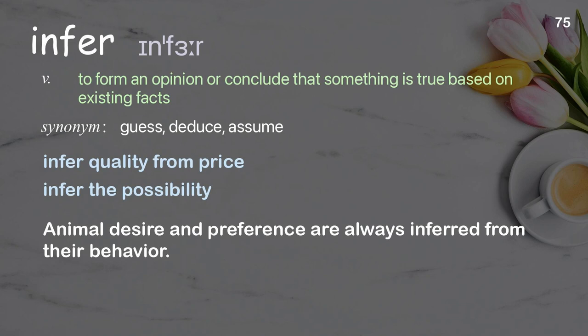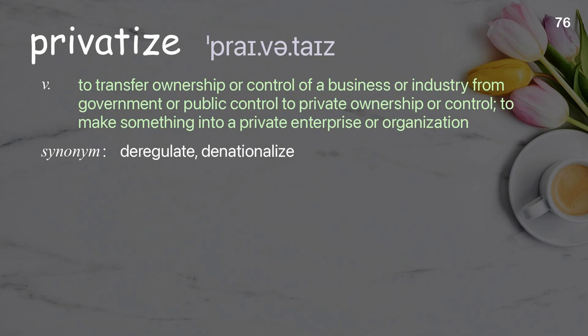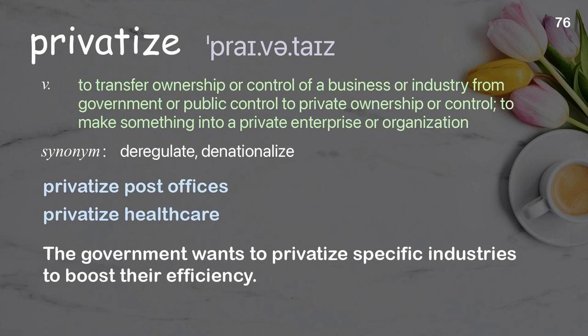Privatize. To transfer ownership or control of a business or industry from government or public control to private ownership or control. To make something into a private enterprise or organization. Examples. Privatize post offices. Privatize healthcare. The government wants to privatize specific industries to boost their efficiency.